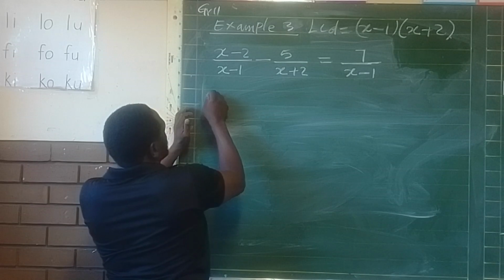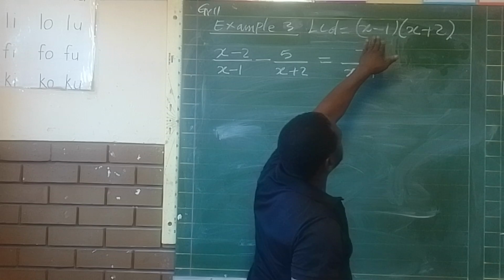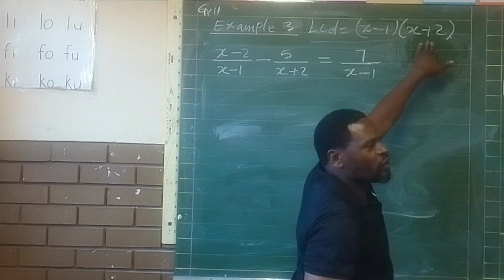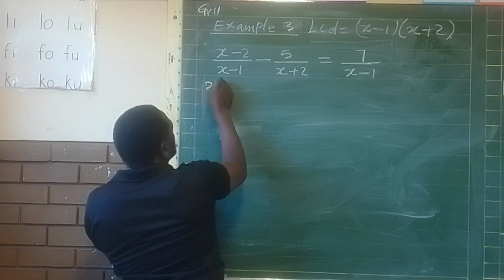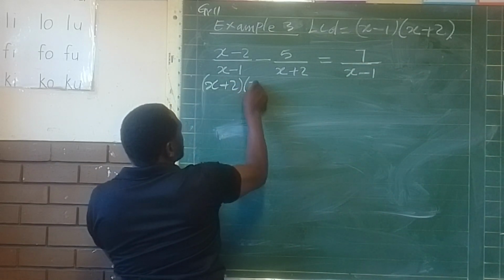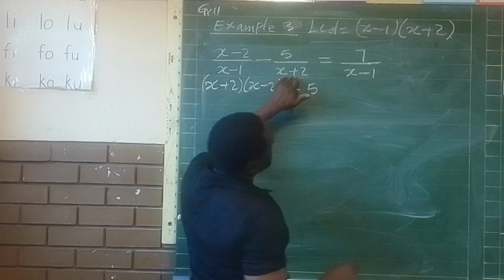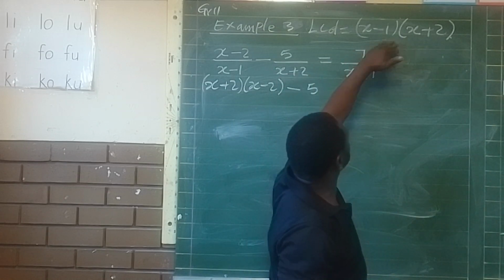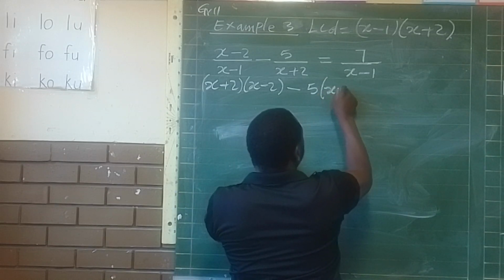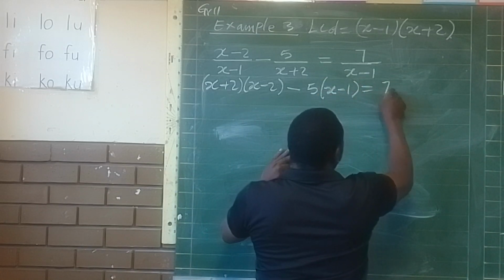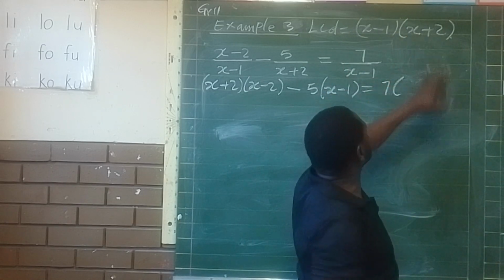So, x minus 1 goes how many times into x minus 1 and x plus 2? It goes x minus 1, it leaves x plus 2. So you have x plus 2 multiplied by x minus 2 minus 5. x plus 2 goes how many times into the LCD? It cancels this one, it is left with this one. You have x minus 1 is equal to 7 into. This goes how many times there? It cancels here, it leaves what? x plus 2.